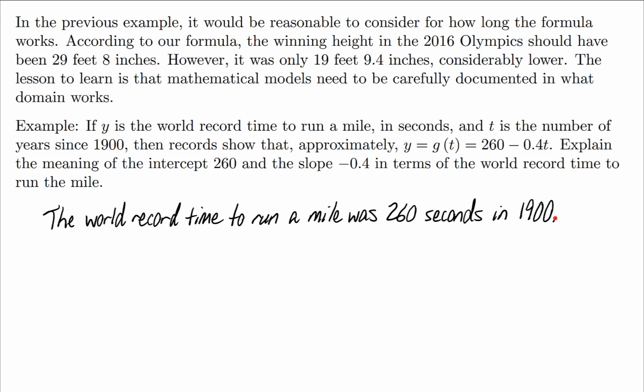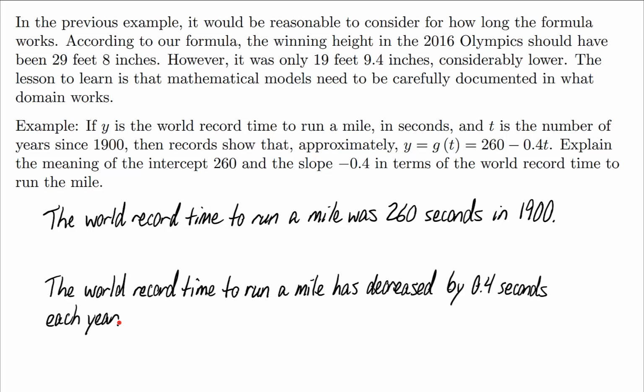Now as for the slope, it is negative, which means that this time is decreasing. What does that mean? Well, it's decreasing by this amount, this negative 0.4, every single year. So a lot of times when we interpret a slope, we'll just look at it as a number out of one unit of the independent variable, in this case the year. The world record time to run a mile has decreased by 0.4 seconds each year. Notice that I didn't write negative 0.4. Instead, I gave it a practical way to say it. It decreased by that amount instead of saying it changed by negative 0.4.